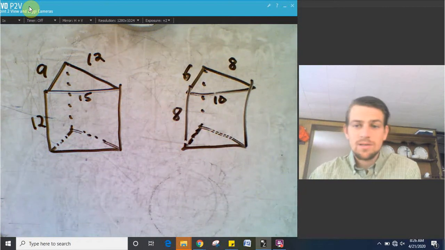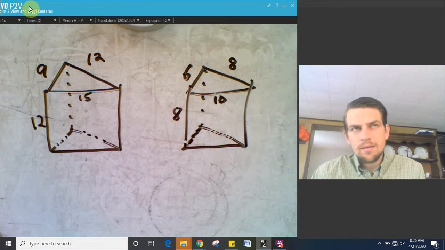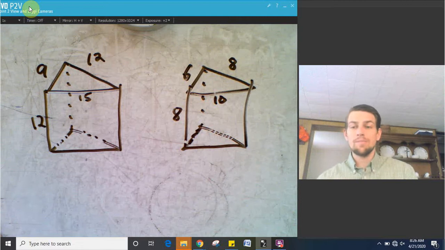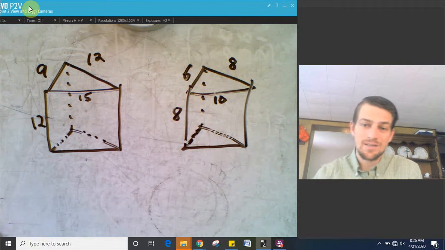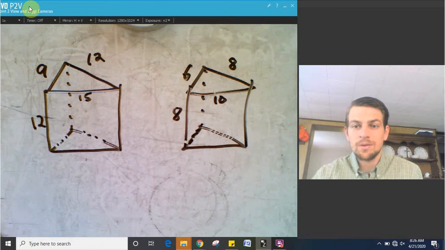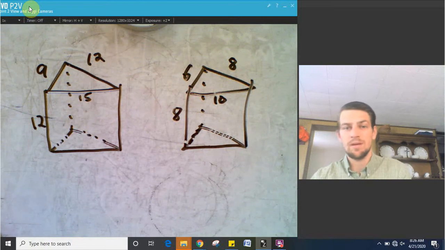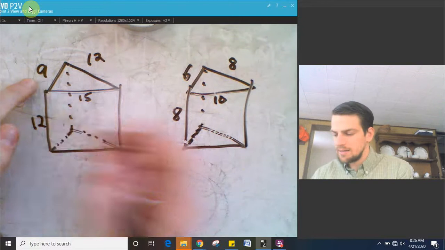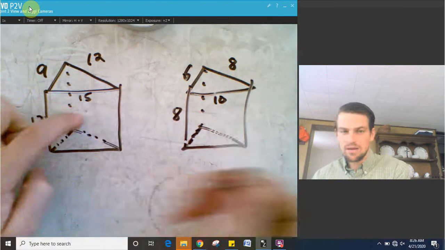But the question is, are these similar? And this is going to take something of a wisdom that you're going to have to develop for how many things you have to check to be sure that it is similar. So by default, you should probably just think, oh, you can check every single side to see if they would be similar. So in this case, it's going to be easier to compare 9 to 6 and 12 to 8, 15 to 10, and so forth.